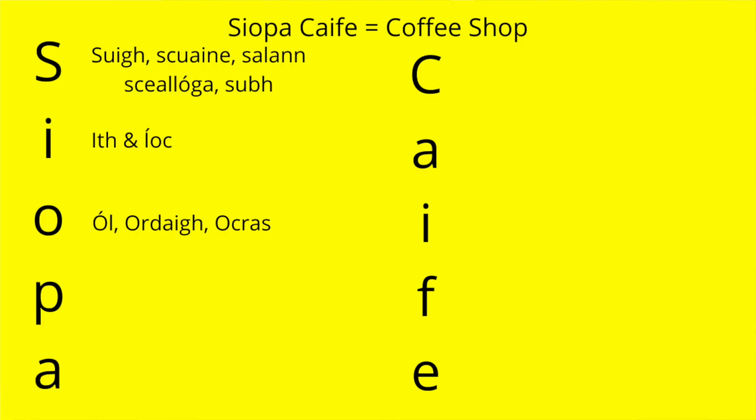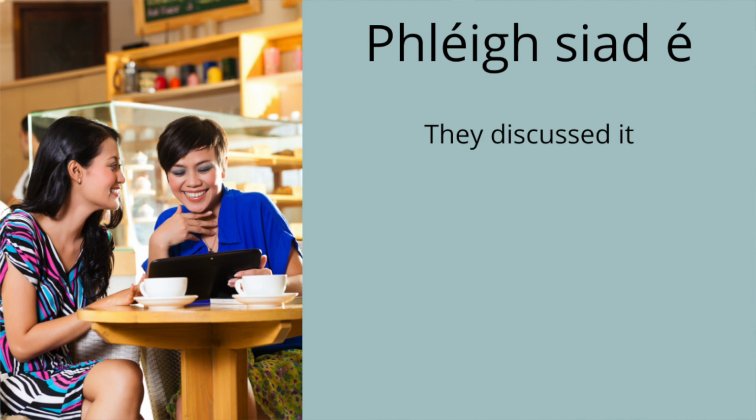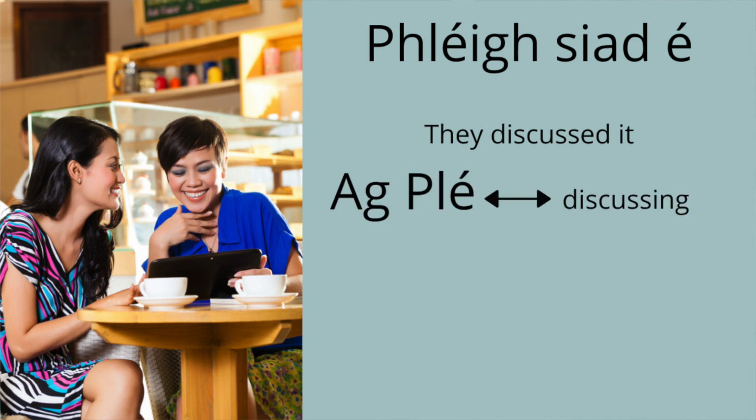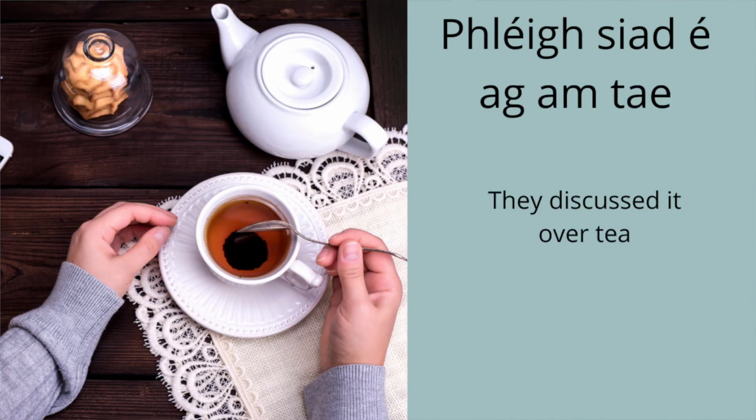Moving on to P. Plague is the Irish verb to discuss. For example, flaig sheed a. They discussed it. Egg play is a useful verbal noun that means discussing, and it could also be used for talking or chatting. Flaig sheed a, egg am te. They discussed it over tea.